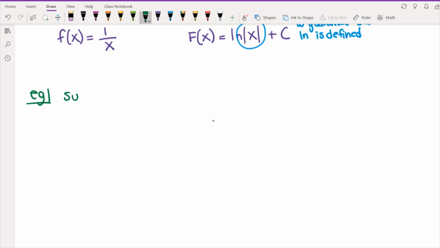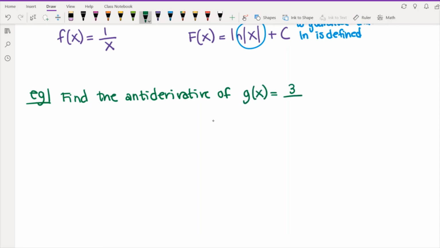Okay, so let's say, find the antiderivative of our function g of x is equal to 3 over x plus 7x squared plus 5.